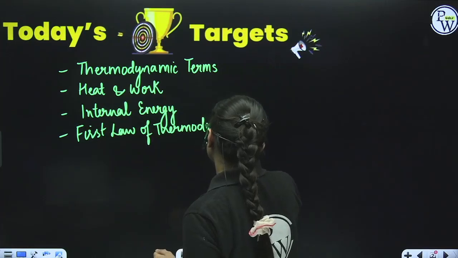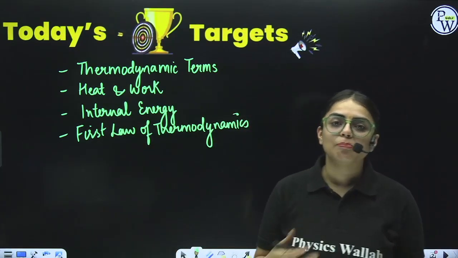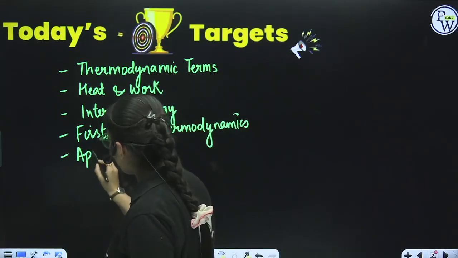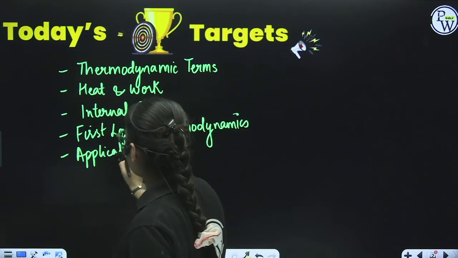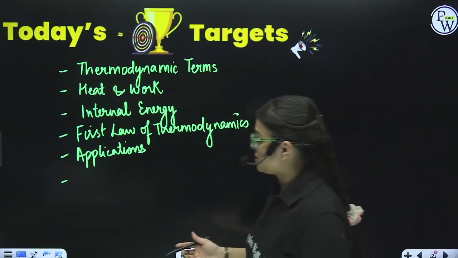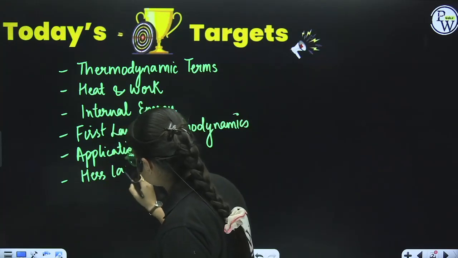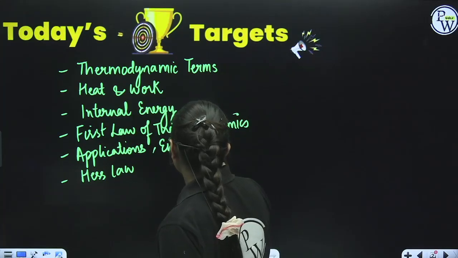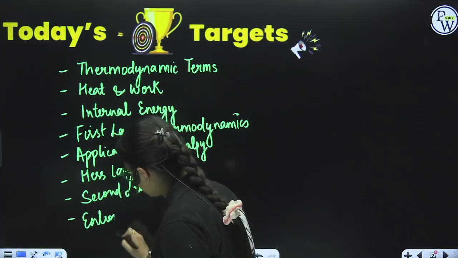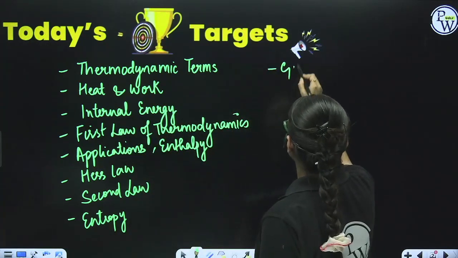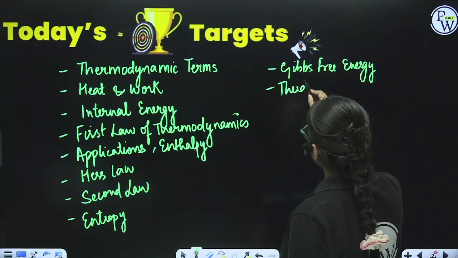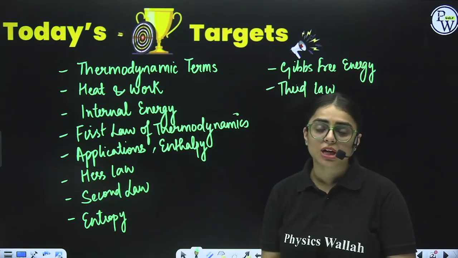Now see, students, after the first law of thermodynamics, we shall be understanding the applications of the first law of thermodynamics, which is referred to as thermochemistry, okay? So we shall be looking at the applications part in which we are going to understand in depth certain terms such as enthalpy, entropy, second law of thermodynamics, Hess law, enthalpy, second law of thermodynamics, entropy, then Gibbs free energy, and at last the third law of thermodynamics. So basically, this is going to be the flow through which we are going to start today's session.